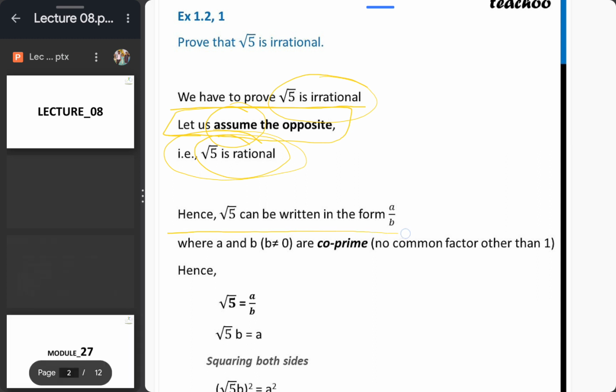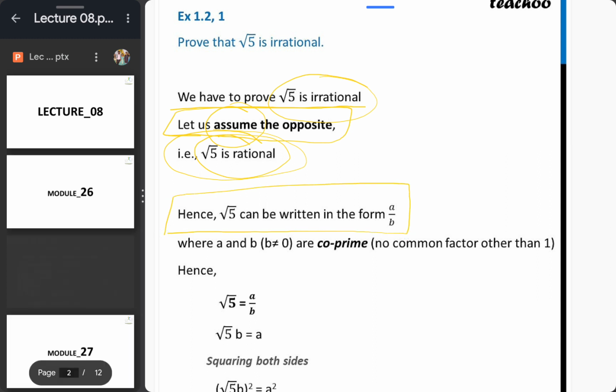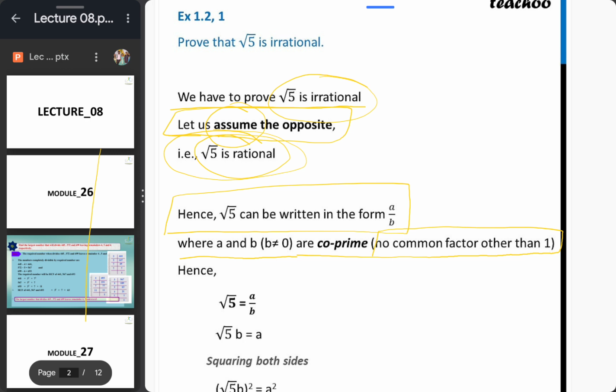Hence root 5 can be written in the form a by b, where a and b are not equal to 0 and are co-prime, meaning there is no common factor other than 1. Hence root 5 is equal to a by b. Cross multiplying, we get root 5 b is equal to a.